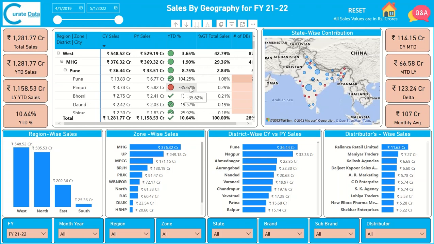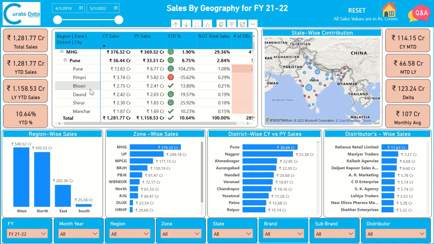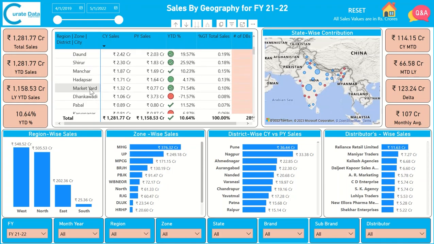So now if you see Pune as a whole, you will be seeing it as a growth vertical. But if you drill down, you will be able to see Pimpri is degrowing, and similarly you can see why it is degrowing and how to improve. And you can make strategies to improve Pimpri. Right. Similarly, there are other cities as well which are degrowing.